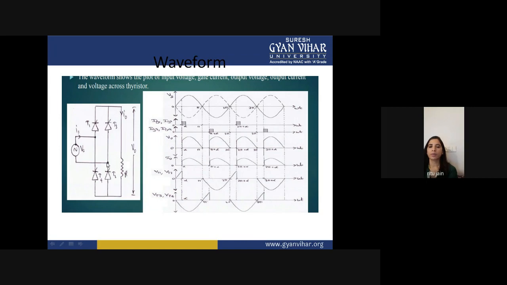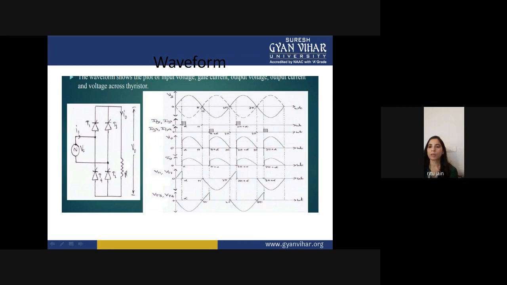But when this terminal is positive, T3 becomes forward biased and T4 becomes forward biased because this terminal is negative. So after T1 and T2, T3 and T4 come into the conduction mode for this negative half cycle. Fine. For this negative half cycle, T3 and T4 come into the conduction mode.